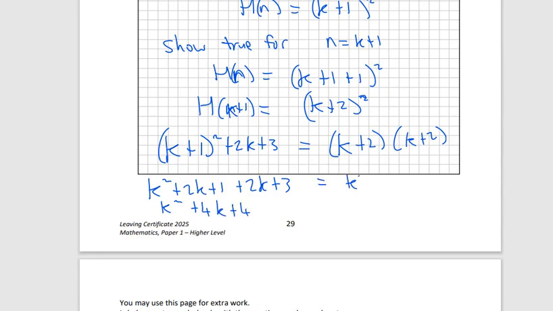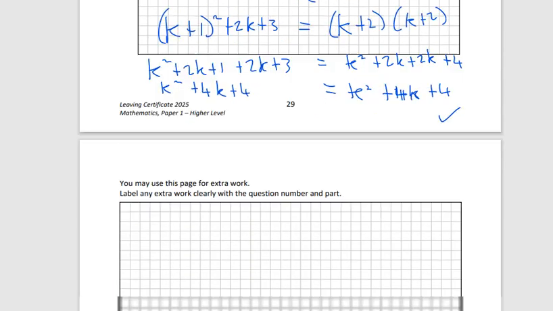equals, and on the other side we get k squared plus 2k plus 2k plus 4. k squared plus 4k plus 4. So that's it. That's that proven. So that's it. That's all for that paper.